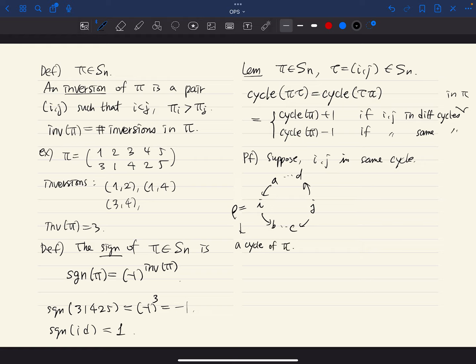And see what happens if you multiply by the transposition ij on the left. Then you get, so this means i goes to j, right? So if you consider this in pi rho, say sigma rho tau, you consider rho tau first. So i goes to j first. So i goes to j, but you now apply rho, so j goes to d. That means i goes to d, right?